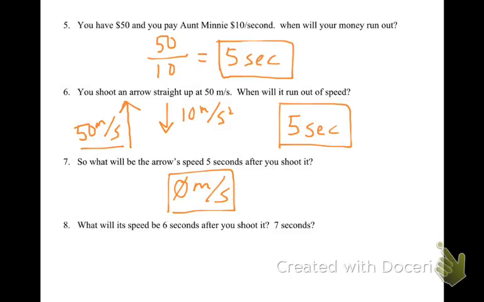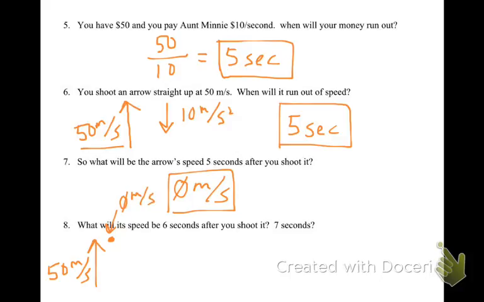So after 1 second, it went down to 40. After 2 seconds, it went down to 30. 3 seconds is 20 meters per second, and 4 seconds, it's down to 10. After 5 seconds, it's down to 0. So that arrow is literally without velocity after 5 seconds. What will be its speed after 6 seconds? So we've got our arrow moving up at 50 meters per second. Once it reaches that peak, its speed is 0 meters per second. So that's after 5 seconds.